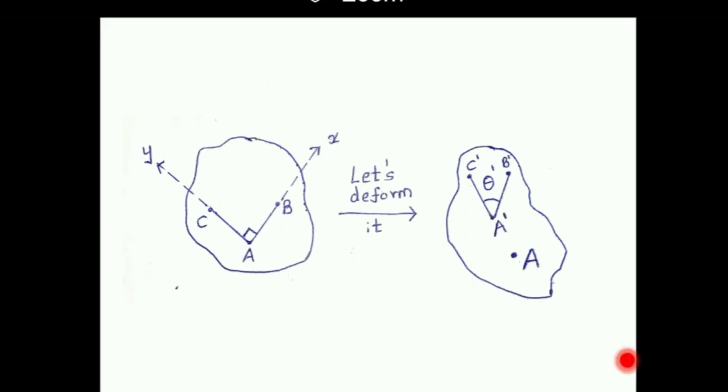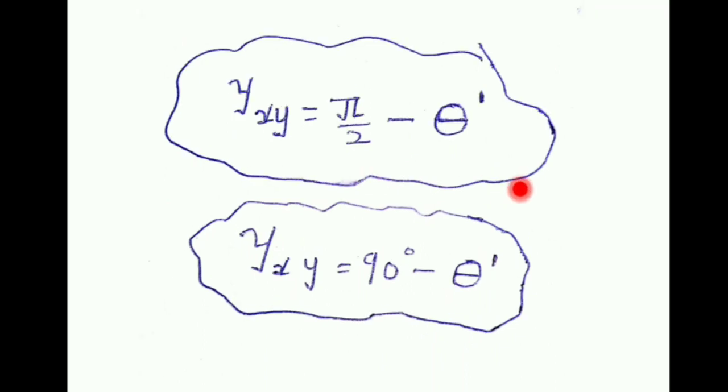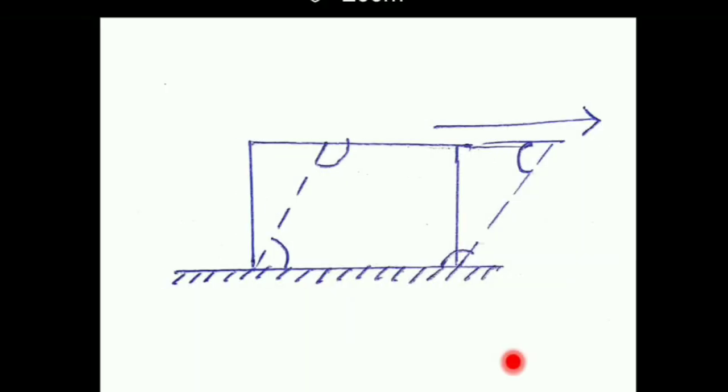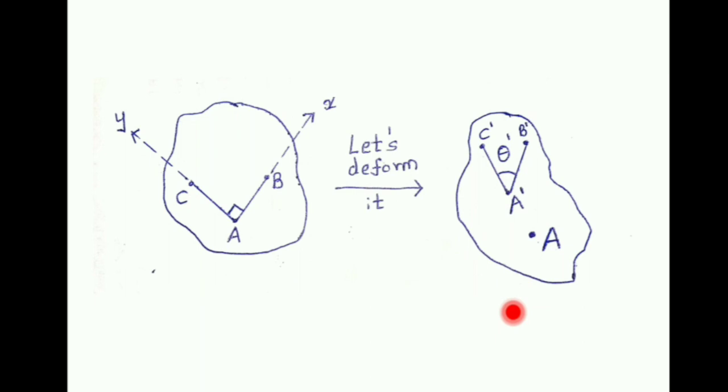Okay, so let's move. How will you define shear strain? It is pi by 2 minus theta dash if we consider it in radians, or you can say it as 90 minus theta dash if we consider it in degrees. Why this 90 minus theta dash? To understand this, again move to the previous slide. First it was 90 degree, then theta dash. So how much angle changed?